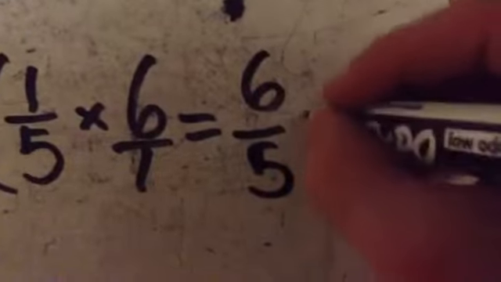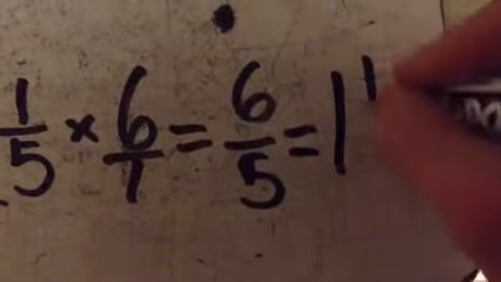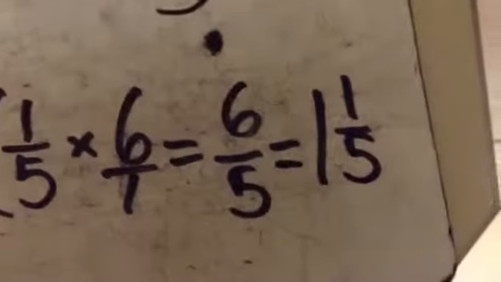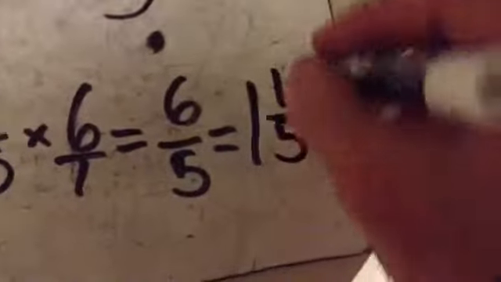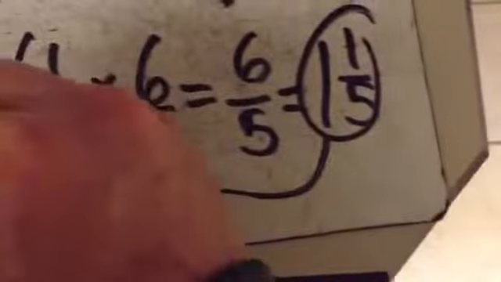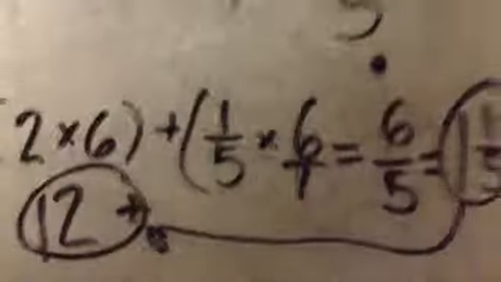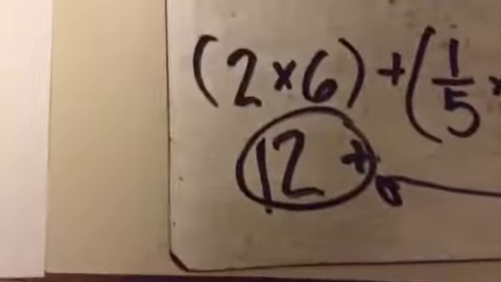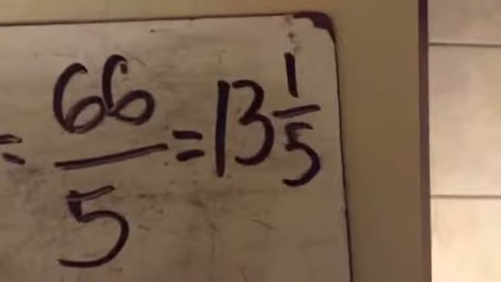6/5, or 6 divided by 5, would give you 1 with a remainder of 1/5. Alright, and then go back, 1 and 1/5. Plus my 12 here would give me 13 and 1/5.